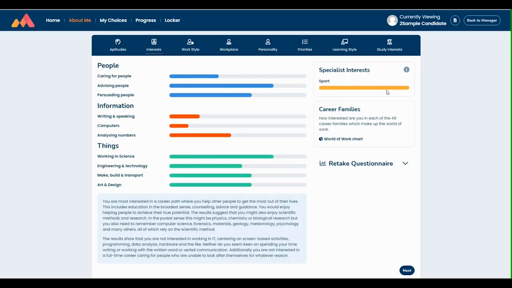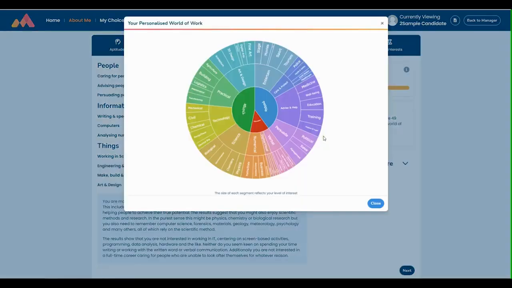And to get a specialist interest presented, they have had to say "I could and would like to" in the interest questionnaire. So they've said they're good at sport to get that. And also they've expressed interest in advising people. If we want to look in a bit more detail, we can look at the wheel of work. We can see there's a broad-based interest in working with things in all areas, but also advise and help and persuade under people. Training would just be the strongest under advise and help. And I'm betting that sport would be an area they're wanting to get into from looking at this information.